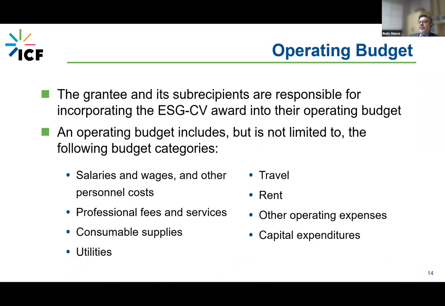Grantees or subrecipients shall also be responsible for making sure that the ESG CV award is incorporated into their operating budget. An operating budget generally includes, but is not limited to, the items that are noted on this slide. And some of those categories would include salaries and wages and other personnel costs, professional fees and services, rent, and capital expenditures, just to name a few.